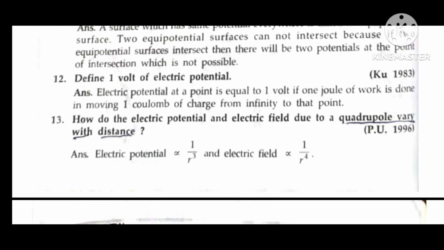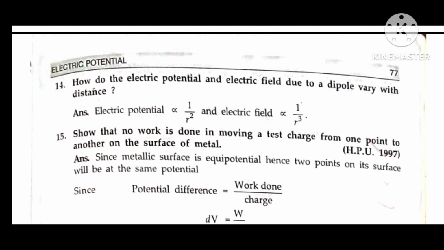How do the electric potential and electric field due to a quadrupole vary with distance? Electric potential is proportional to 1 by r cube and electric field is proportional to 1 by r to the power 4. How do the electric potential and electric field due to a dipole vary with distance? Electric potential is proportional to 1 by r square and electric field is proportional to 1 by r cube.